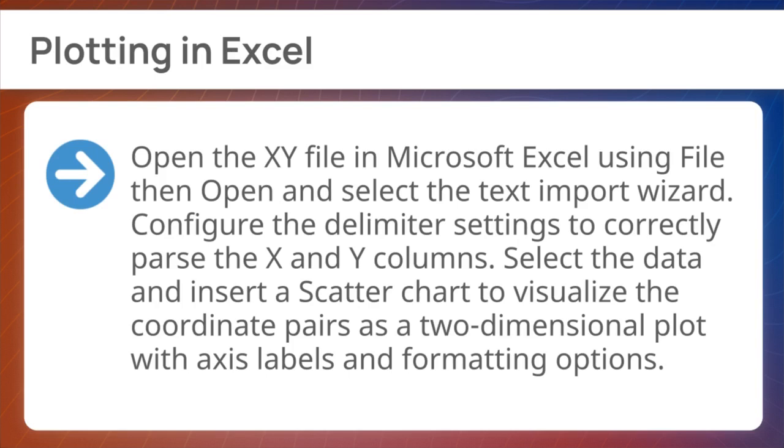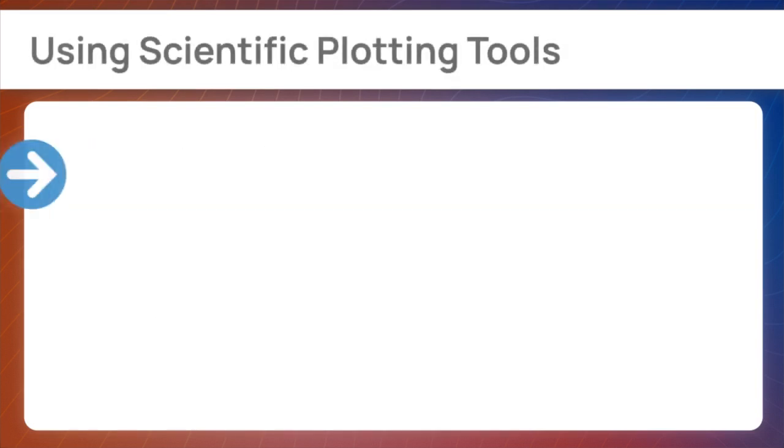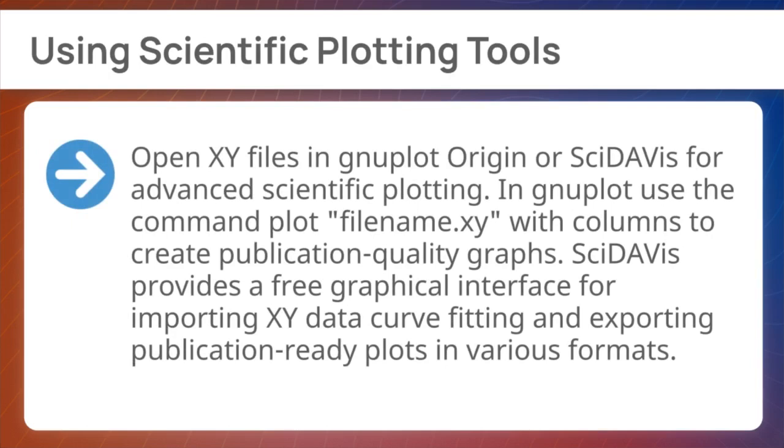Next, using scientific plotting tools, open XY files in gnuplot, Origin or SciDavis for advanced scientific plotting. In gnuplot, use the command plot filename.xy with columns to create publication quality graphs. SciDavis provides a free graphical interface for importing XY data, curve fitting, and exporting publication-ready plots in various formats.